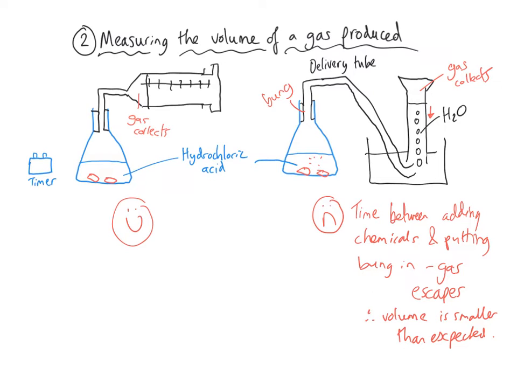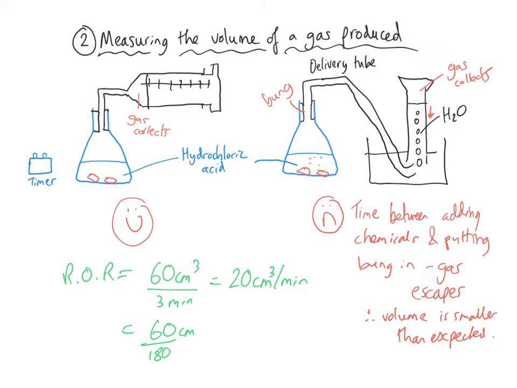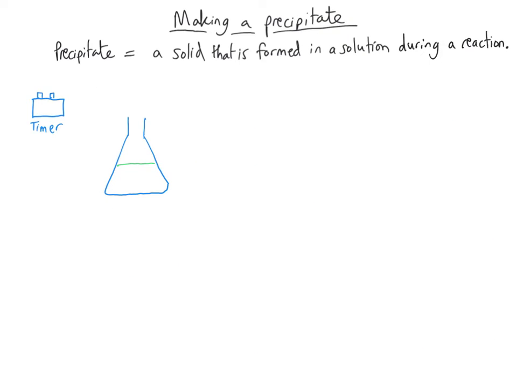In terms of how you'd process results over here, the rate of reaction would be the quantity. So let's say we've made 60 cm cubed of gas and it took us 3 minutes to do it. Well, then our rate of reaction would be 60 divided by 3, which is 20 cubic centimetres per minute. Or if we wanted it to be in centimetres cubed per second, we'd have to do 60 cm cubed divided by 180 seconds, because that's how many seconds there are in 3 minutes, and that gets us 0.5 centimetres cubed every second.